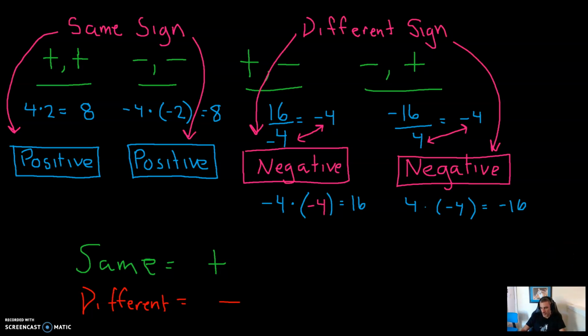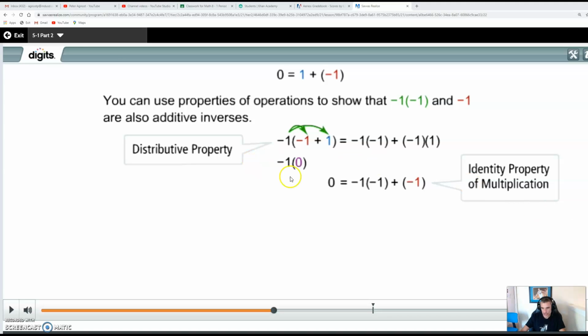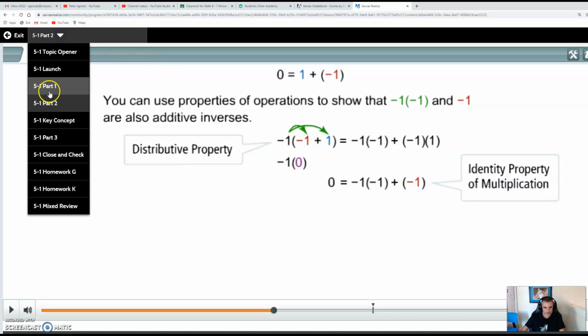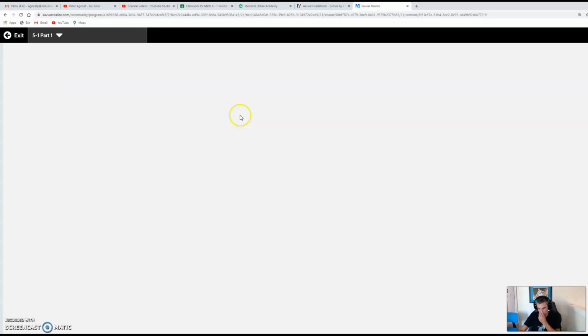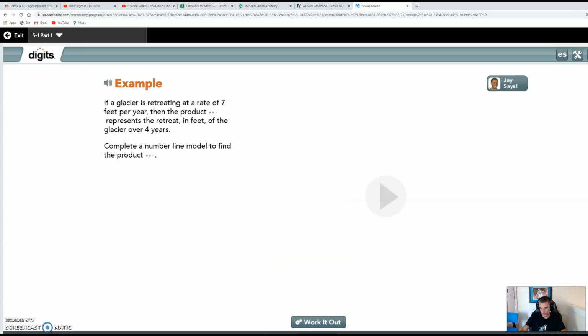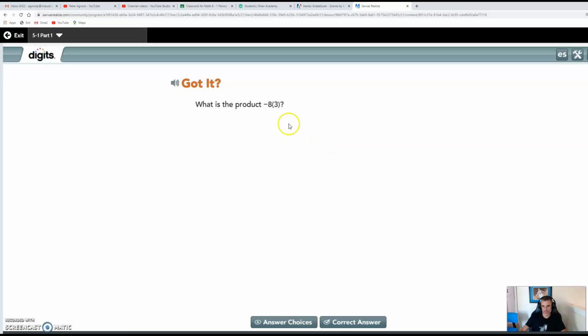Let me pull up some examples that they have for us. All right, what is the product of negative 8 times 3? So the first thing I'm going to do is rewrite the problem.